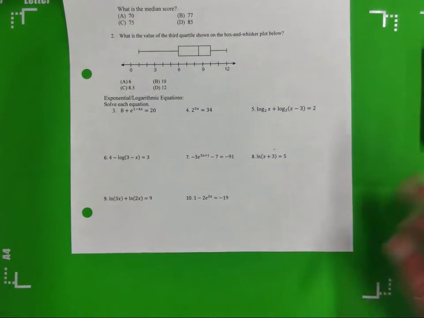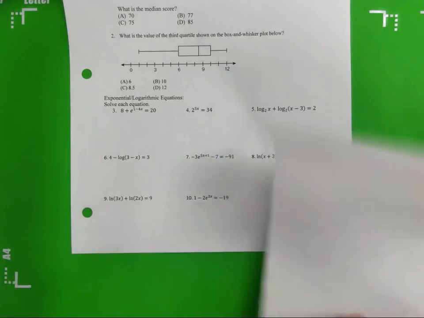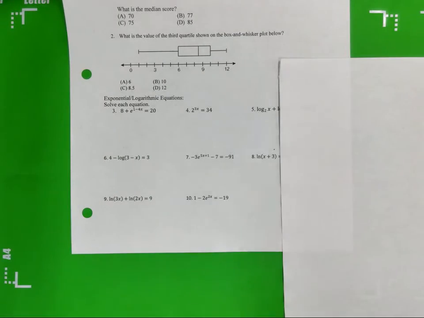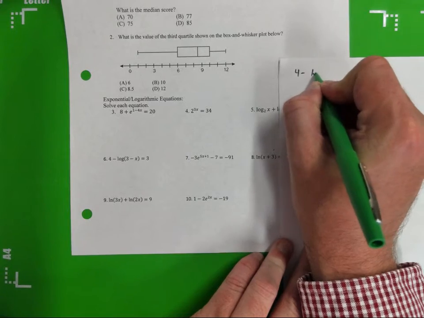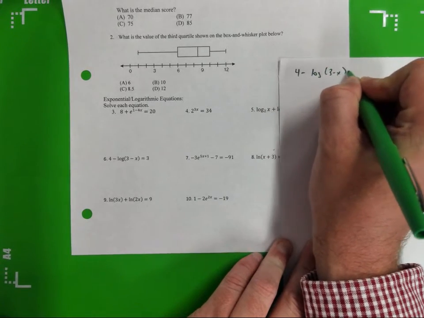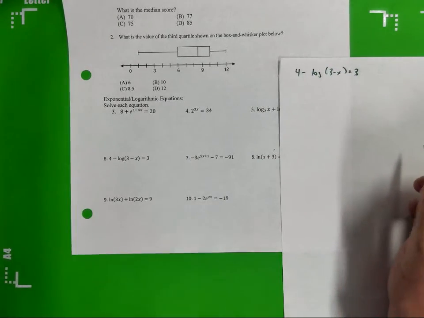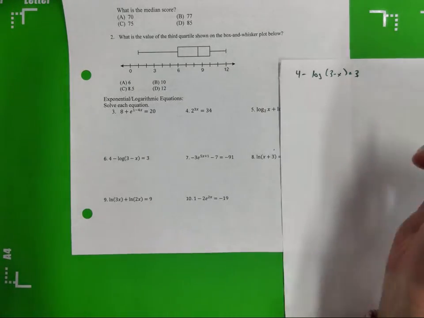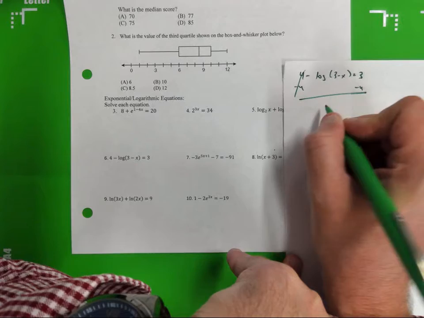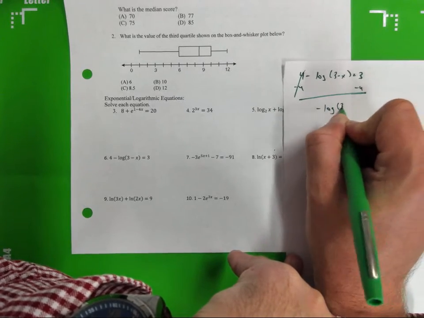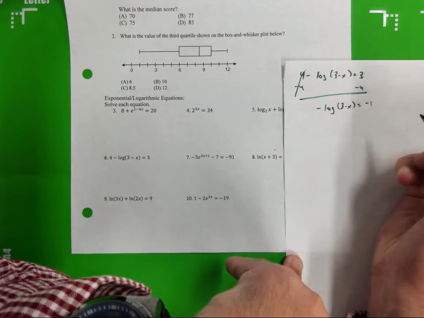All right, here we go. Let's look at number 6. We have 4 minus log of 3 minus x equals 3. Parker, what's the first thing I'm going to do? Very good. Move the 4 over. It becomes a negative 4. A negative log of 3 minus x equals negative 1.